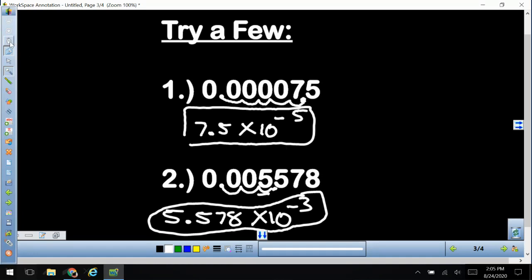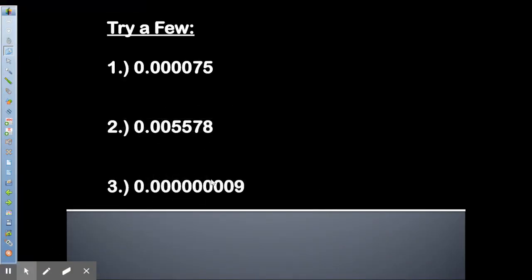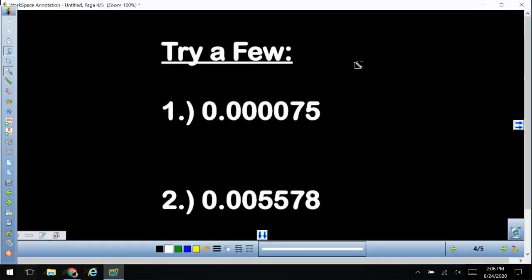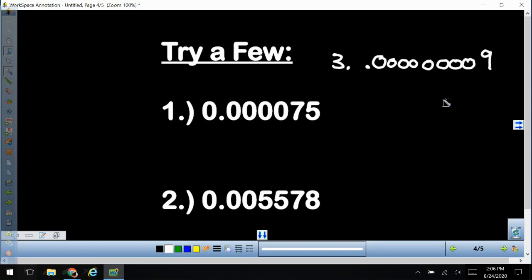Let's see, we got one more to do, but I need to look at the example. The last one we have is 0.000000009. Once again, move the decimal behind the very first digit greater than 0. That's a 9 right here. So the decimal has to go here at the end of it, 9.